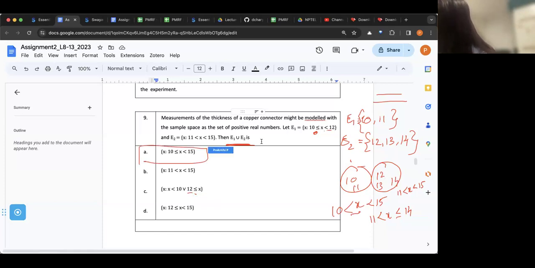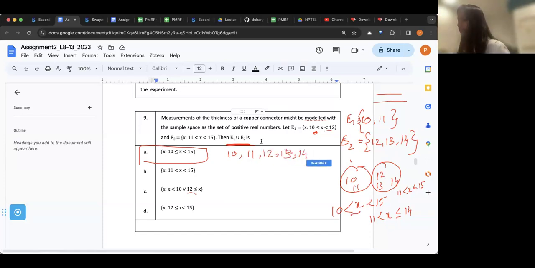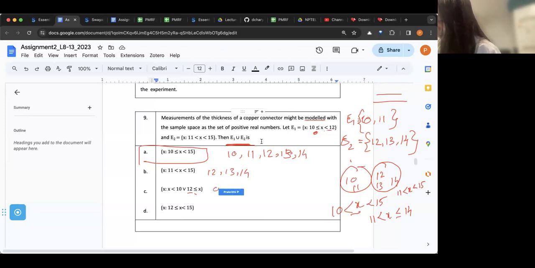So here, by this definition of the option, we have 10, 11, 12, 13, and 14, which are all the elements here. But what is this? This is just 12, 13, and 14. Two elements are missing in this option, so this is wrong. So in this option, yeah, we just have X is less than 10, which is like 0, 1, 2, 3 till 9.